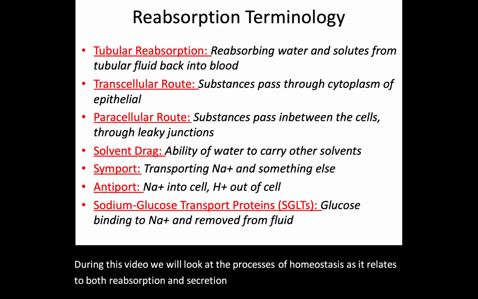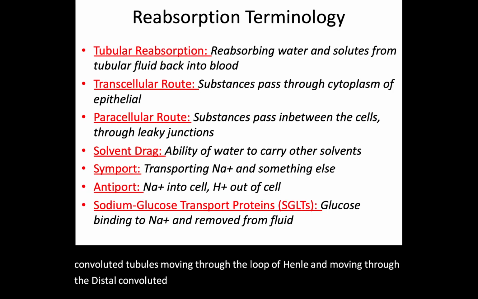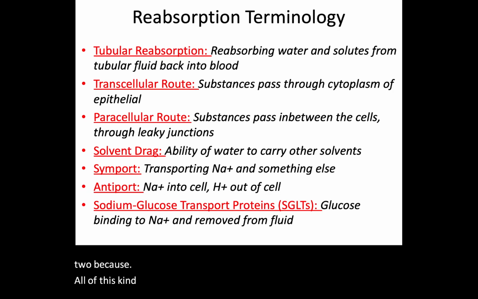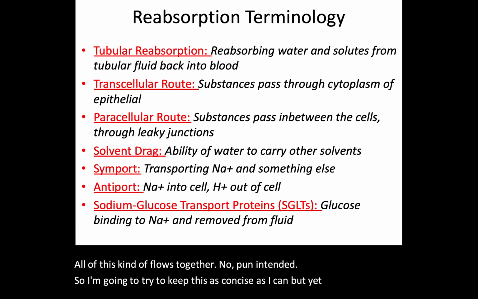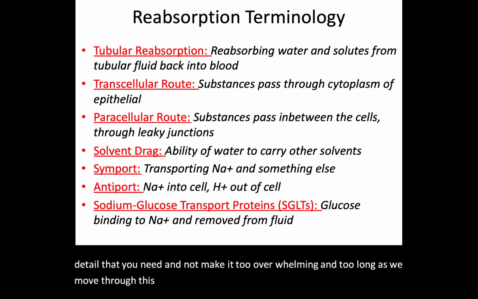So moving through the proximal convoluted tubules, moving through the loop of Henle, and moving through the distal convoluted tubules down into the collecting ducts. This might be a little bit of a lengthy presentation, but I don't want to break this up into two because all of this kind of flows together, no pun intended. So I'm going to try to keep this as concise as I can, but yet give you the detail that you need and not make it too overwhelming and too long as we move through this. So let's go ahead and get started.